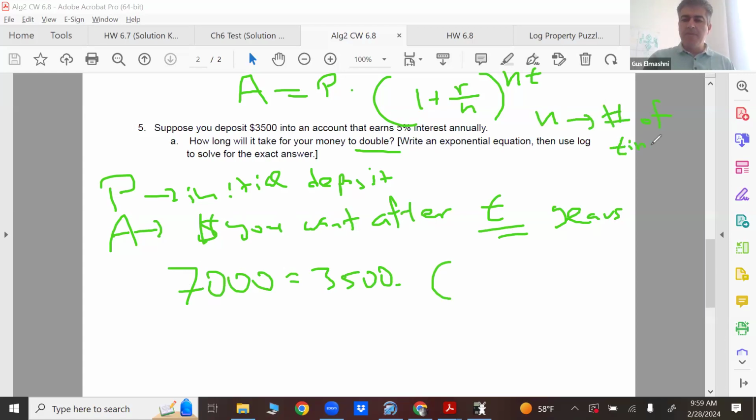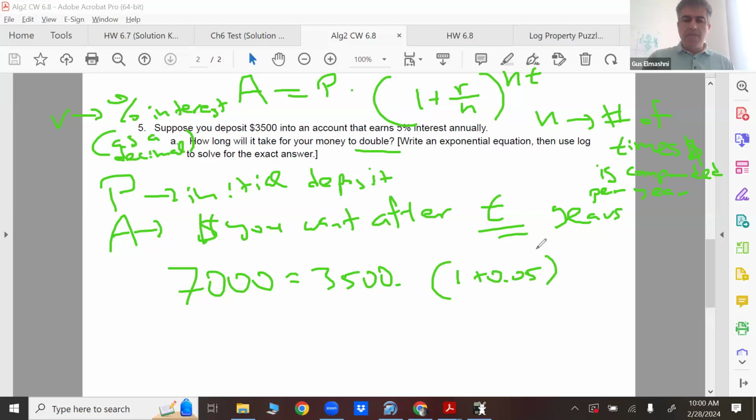And by the way, N is the number of times the money is compounded per year, but N is 1 in this case. And R, of course, is your percent interest as a decimal. Yeah, 0.05. And T is what? We don't know T. We're trying to solve for it.